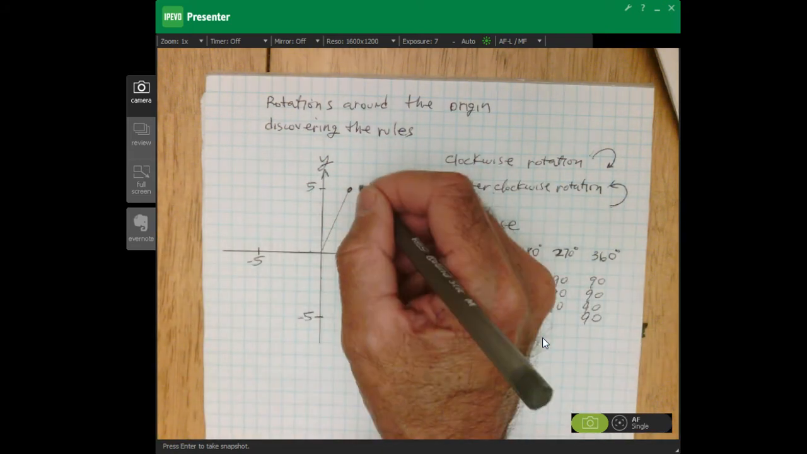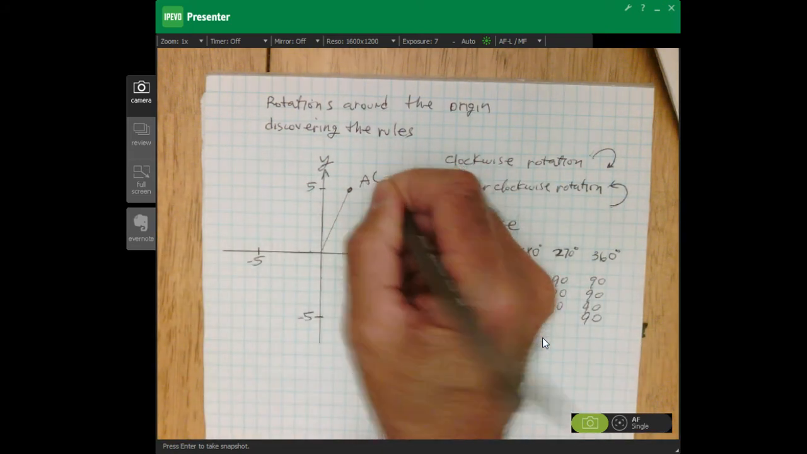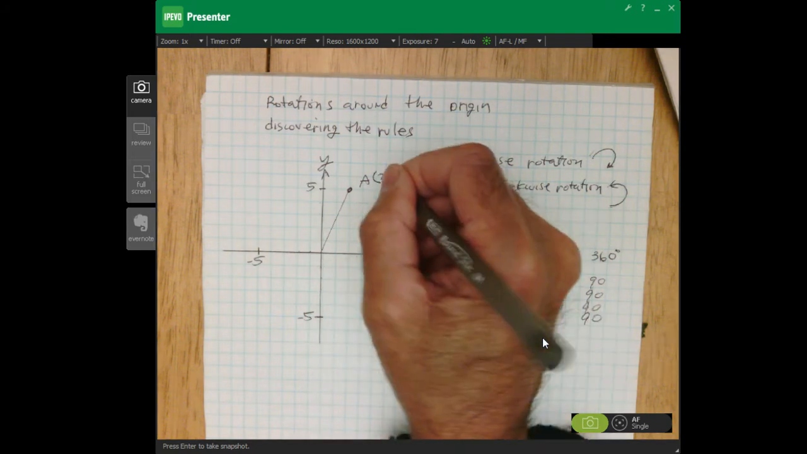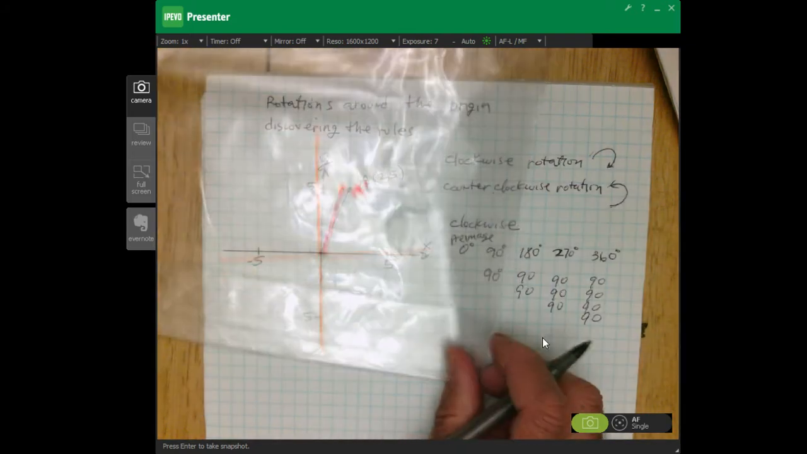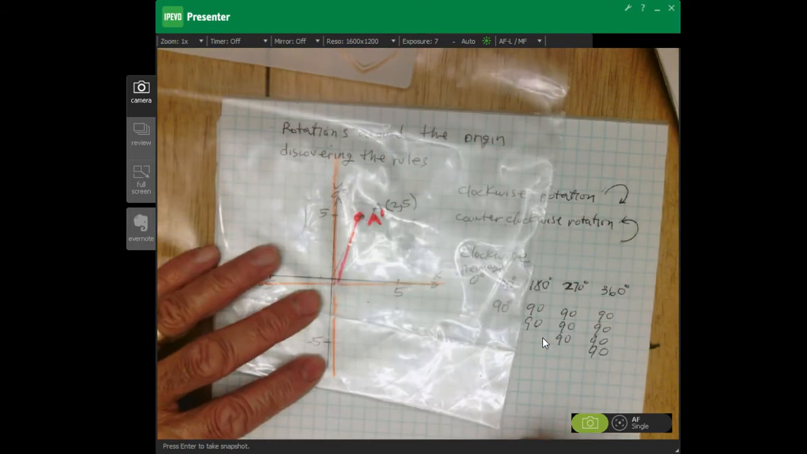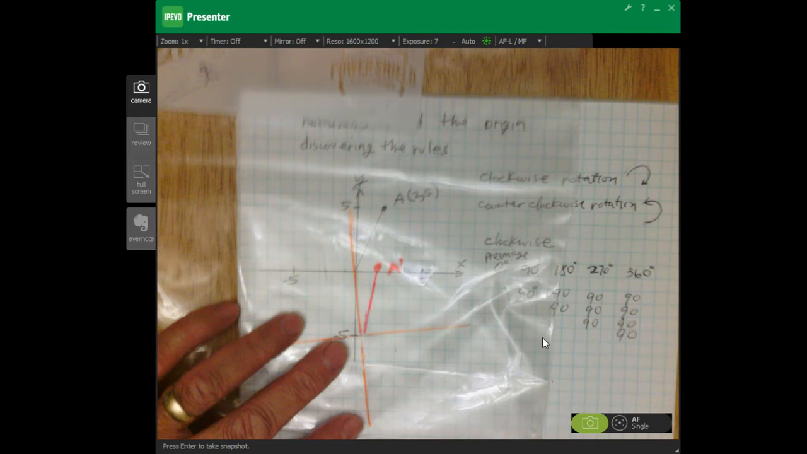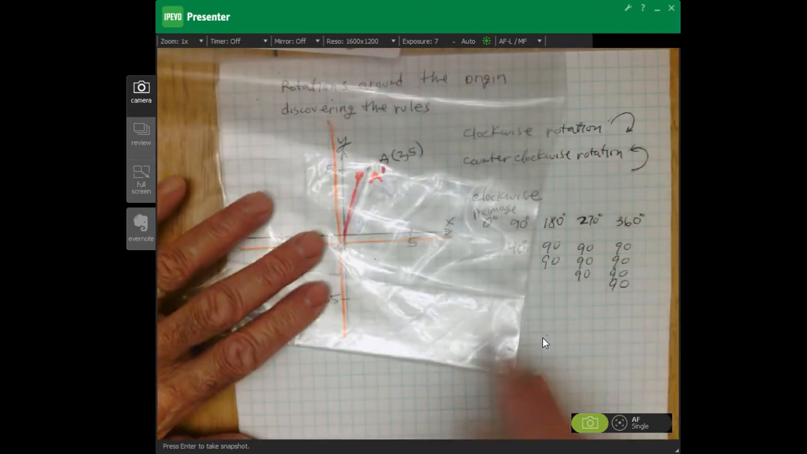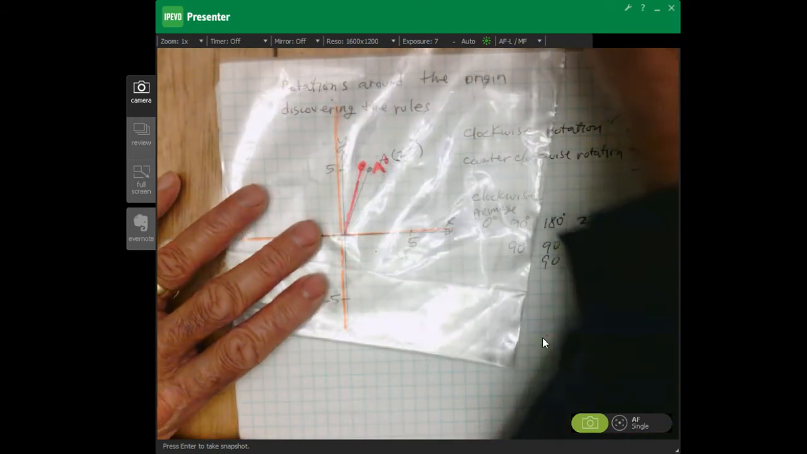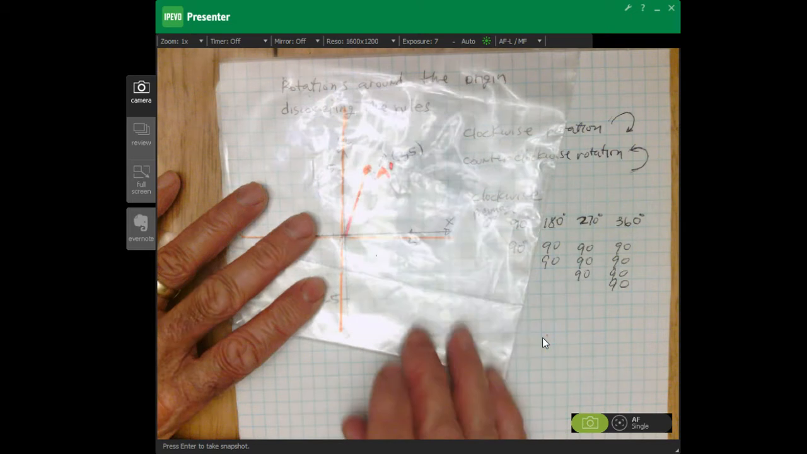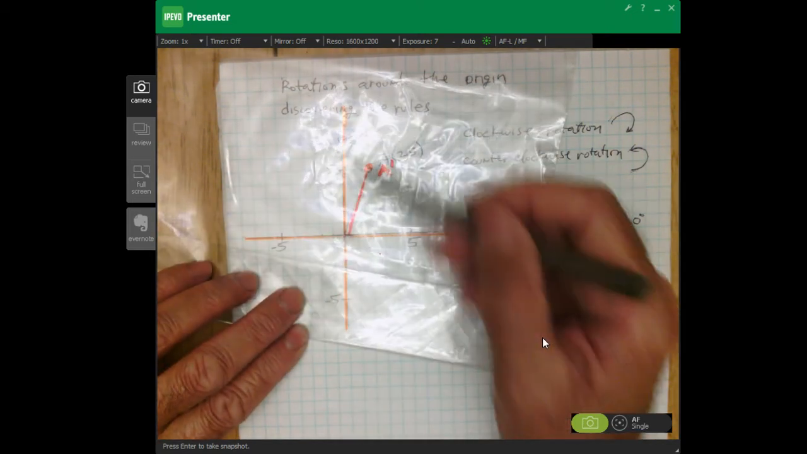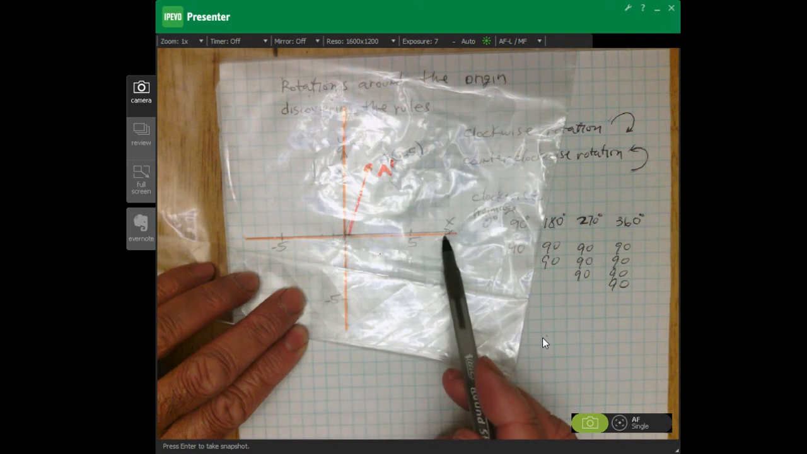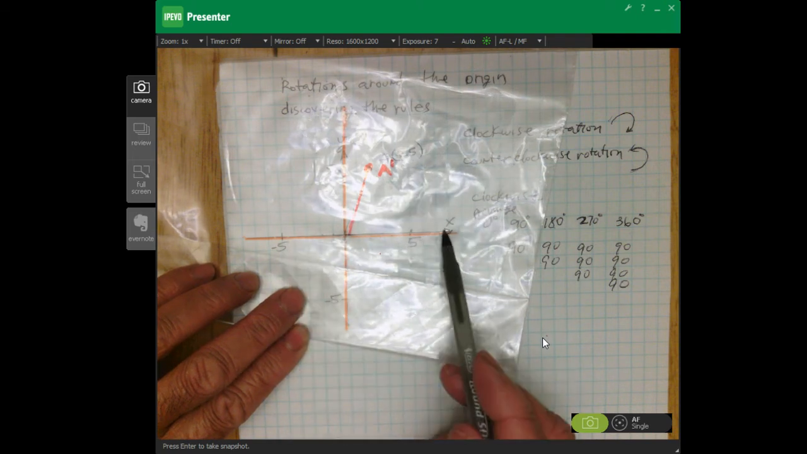So we're going to use a coordinate plane. I'm going to start with this point right here. I'm going to call it point A, and this point is (2, 5). And we're going to use our magic Ziploc bag. Move this here. That's our magic Ziploc bag. And I've designed this so that these orange lines line up perfectly, or pretty close to perfectly, with the axes.